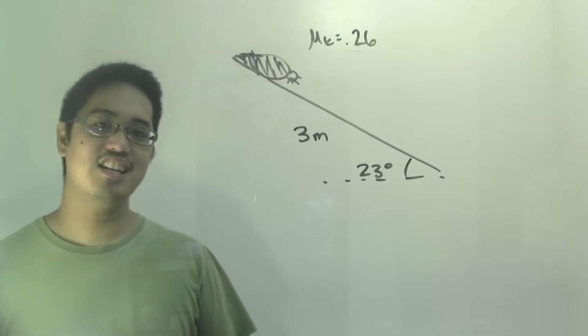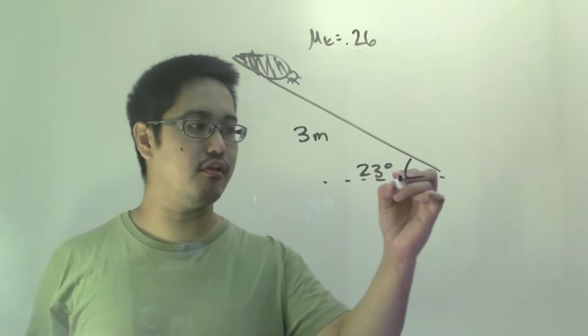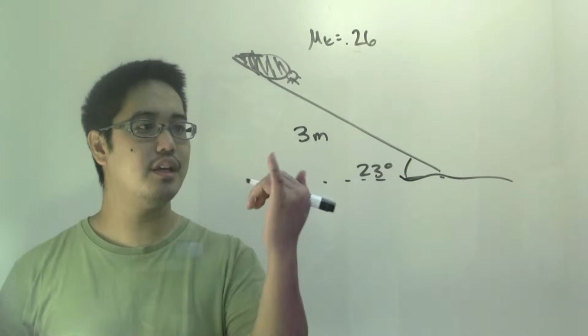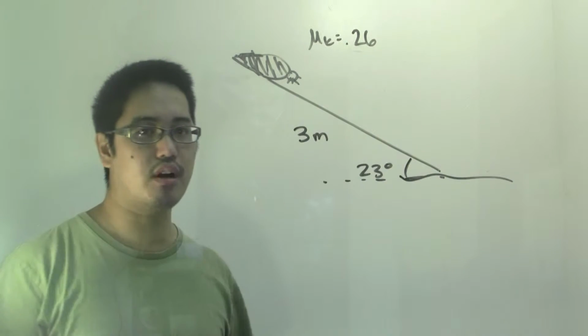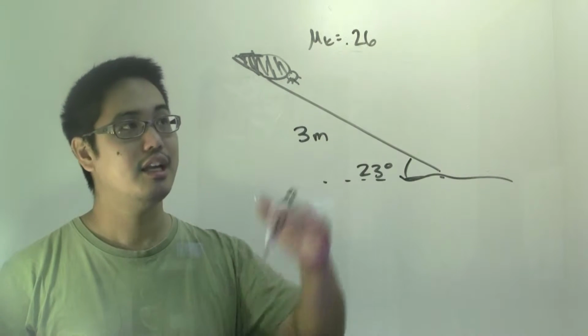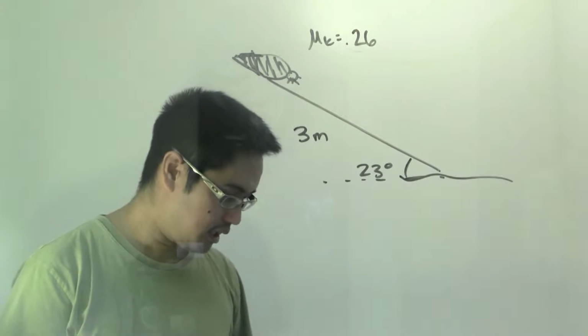All right, check this out. I've got a sea lion who's going to be going into the water over here. He's going on a ramp that is 23 degrees. The distance he has to travel is 3 meters, and the coefficient of friction between the ground and his fat belly is 0.26.